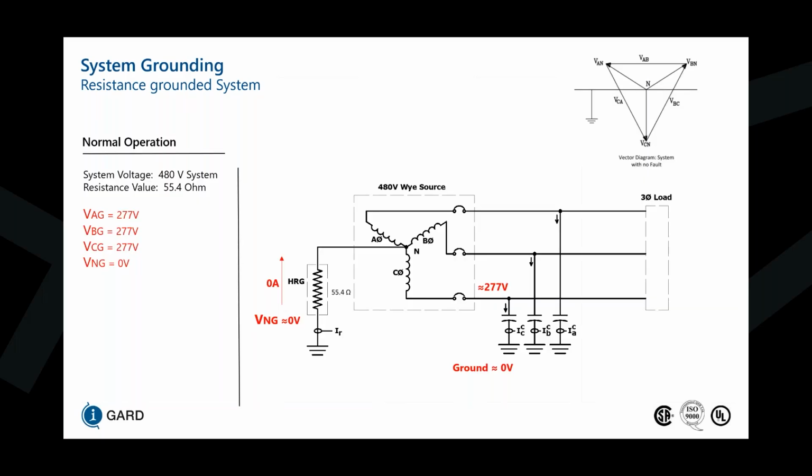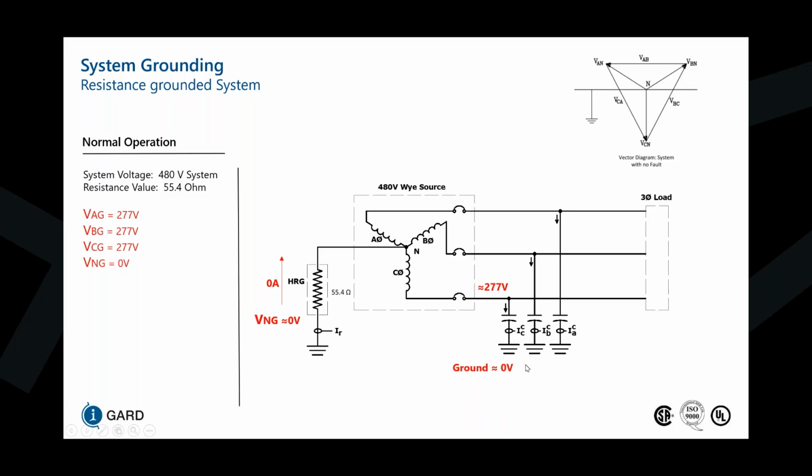Now, in this example where we have a 480 volt 3-phase 3-wire system, we've connected an NGR between the neutral point and ground in an effort to limit fault current to 5 amps using a 55.4 ohm resistor. At the moment, the system's in normal operation with the line to ground voltages at 277 volts, and we have 0 volts and 0 amps at the neutral.